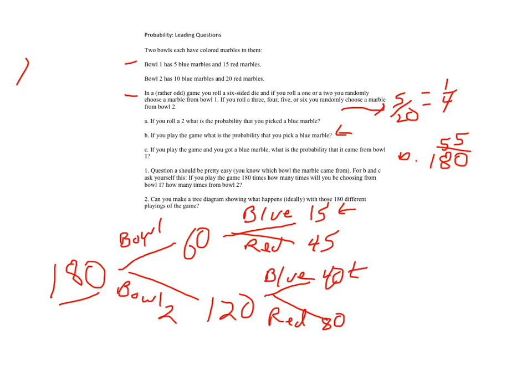And then C, if you did get a blue marble, what's the probability that it came from bowl 1? Well, if we got a blue marble, then that means it was one of these 55 times. And of those 55 times, 15 of them came from bowl 1. So 15 out of 55, which is 3/11. So there we have it.